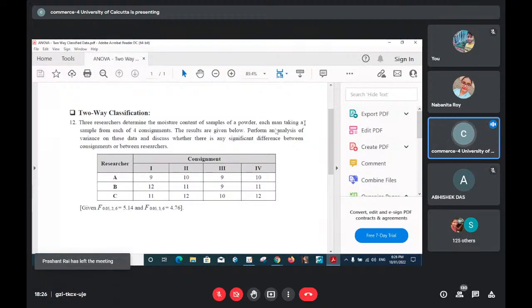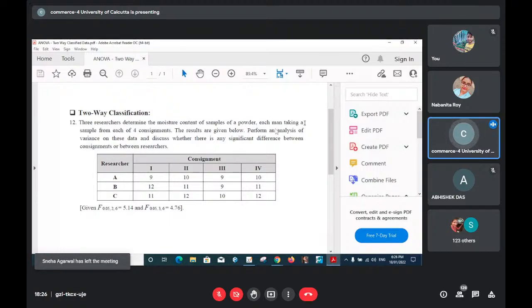So there are two causes of variation here. One is coming due to researchers, another is coming due to consignments, because the researchers are given the task of determining moisture content in the consignments, and there are four consignments. It is just like natural science, so the principle should be the same wherever it is applied.